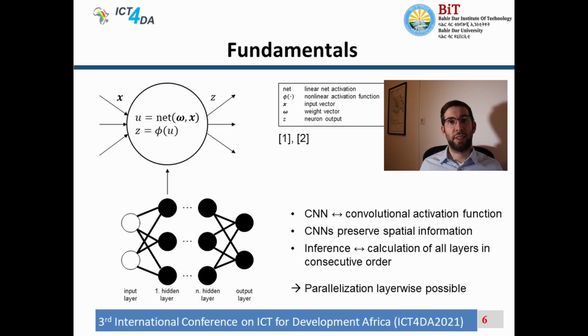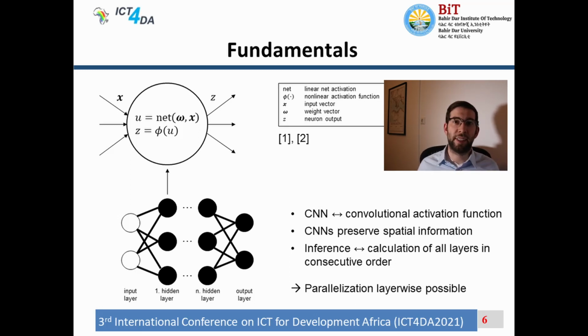To calculate a neural network's output, inference is used, which is a layer-wise calculation of all layers in consecutive order. And since hidden neurons are not interconnected in the same layer, a parallelization is possible in a layer-wise manner.